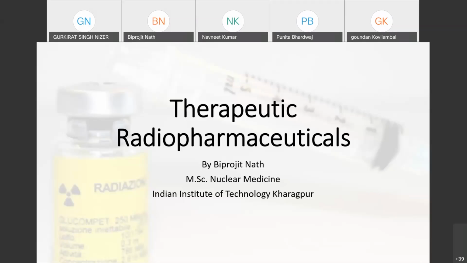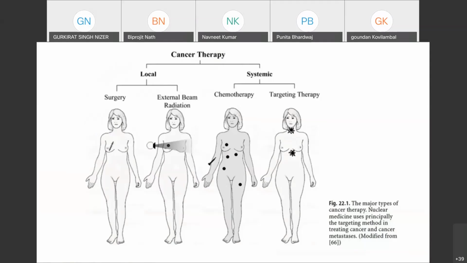So now if we look at cancer therapy as a whole, it can be of two different types. You can treat cancer by means of local intervention, or by means of systemic intervention. In local intervention, you can either go for surgery by accessing the tumor in the region of interest, or by means of external beam radiation therapy, you can irradiate the tumor in the given region. And by means of systemic therapy, you can go for chemotherapy or targeted therapy for treating cancer.